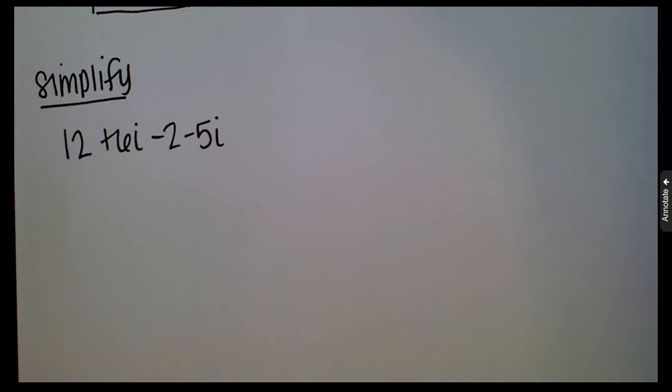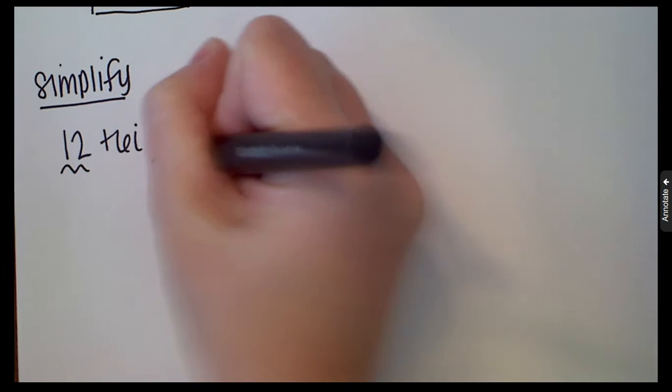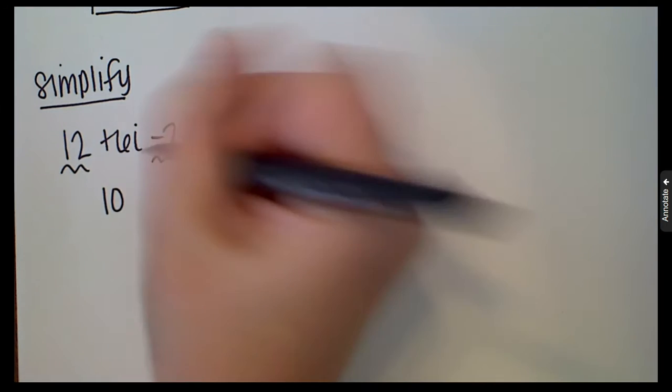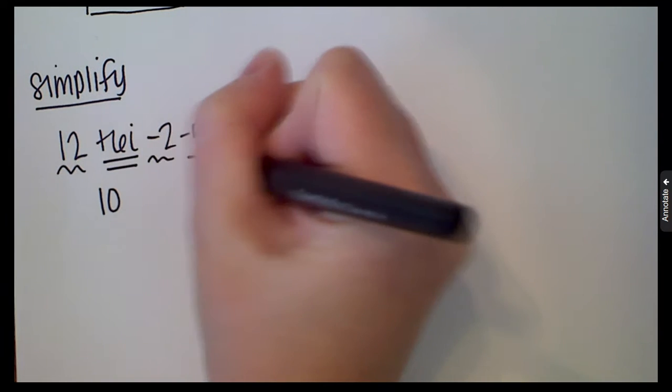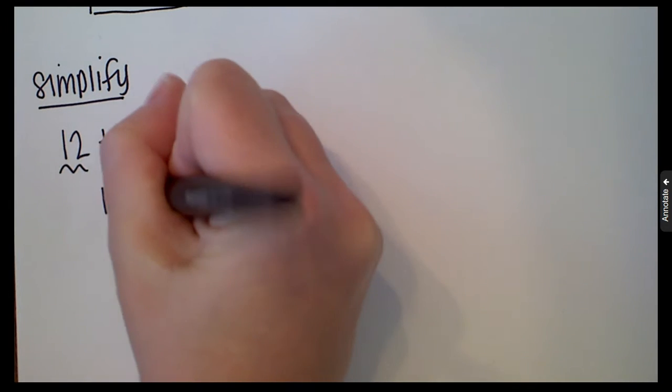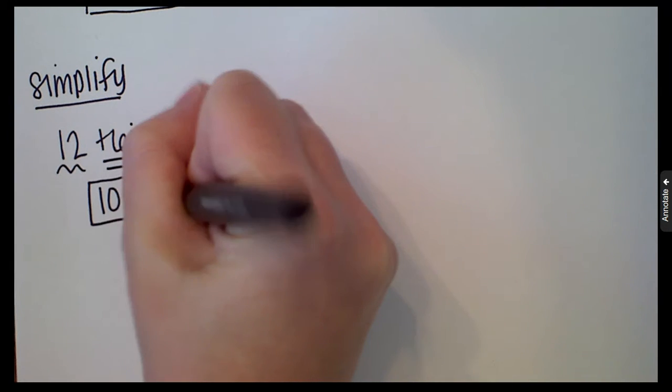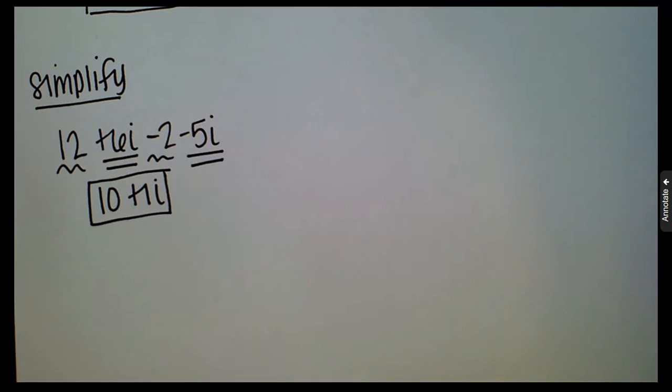Think about i's as you would any variable. You can combine an i with an i. So in this case, I can combine the 12 with a negative 2, because those are just regular old constants. That would give me 10. And I can combine the 6i with the minus 5i, and that would just give me 1i. Or you could just write i, you don't have to write the 1. And that's how your final answer would look.